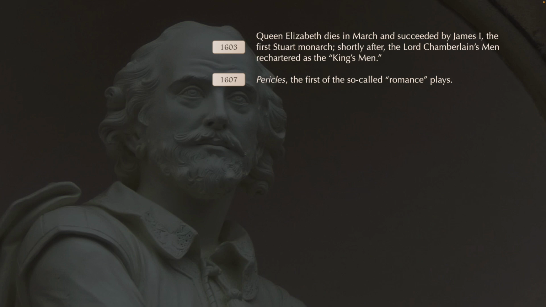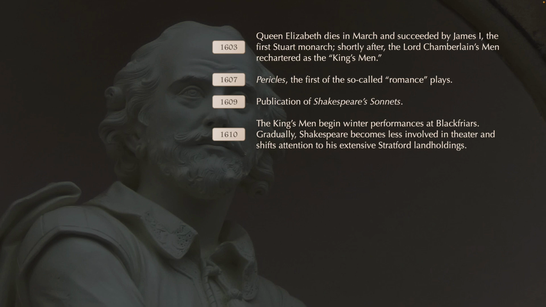In 1607, Pericles is performed. This is the first of the so-called romance plays. This term, we'll talk more about this term in another lecture, but this is really the beginning of the decline in Shakespeare's career. He writes fewer plays. He becomes less involved in the theater. In 1609, his sonnets are published, perhaps without Shakespeare's involvement or approval.